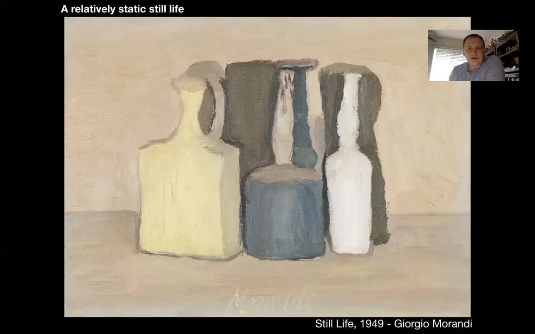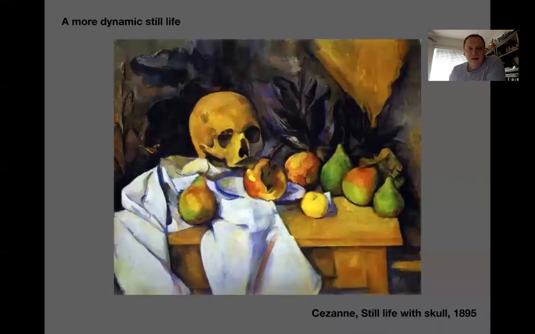Relatively static here, a lot more dynamic. You see a skull in a still life, that's memento mori, and that's a reminder of death, and that contrasts with the fertility implied by fruit. So there's quite a bit going on here actually in terms of meaning, even though maybe this is a bit old-fashioned looking to us with modern eyes.